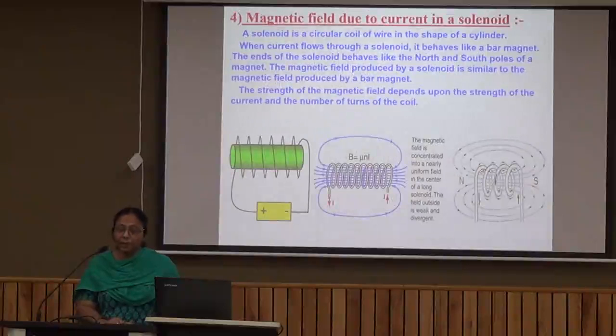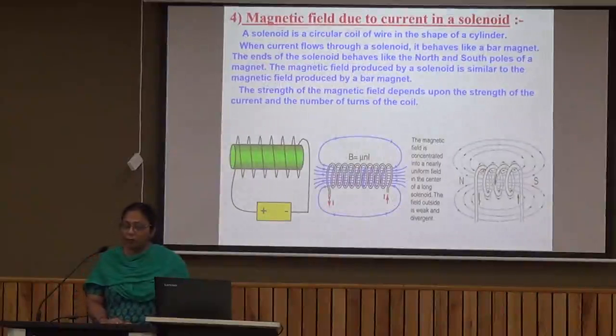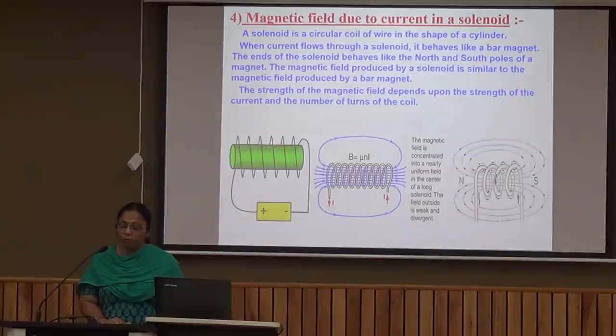Its third subpart is the magnetic field due to current in a solenoid or in a coil. A solenoid is a circular coil of wire in the shape of a cylinder. When current flows through a solenoid, it behaves like a bar magnet. The ends of the solenoid behave like the north pole and the south pole of a magnet. The magnetic field produced by a solenoid is similar to the magnetic field produced by a bar magnet.